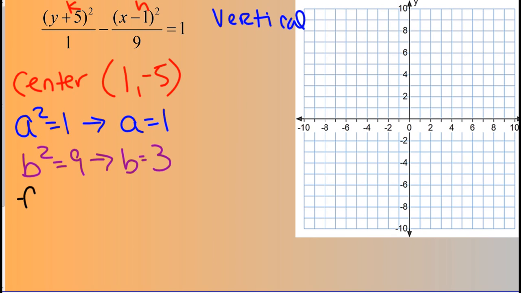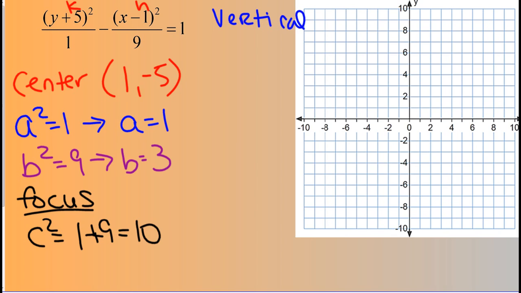And then the focus, or actually, let's do singular. Might as well. C squared equals A squared plus B squared. So 1 plus 9 equals 10. So C equals the square root of 10. And that is like 3.16. So 3.2, rounding to the nearest tenth.